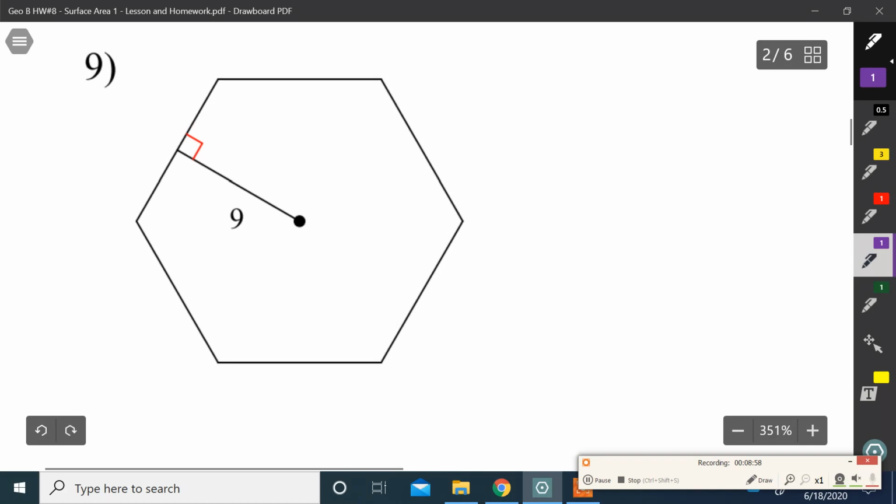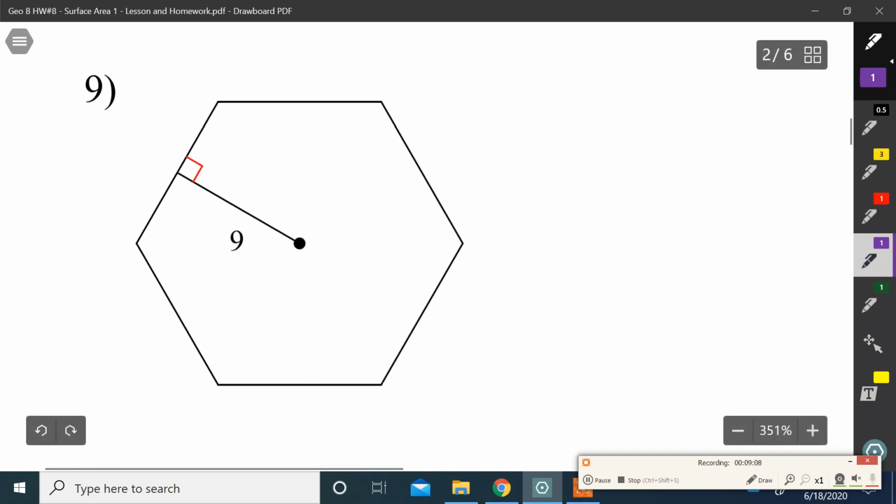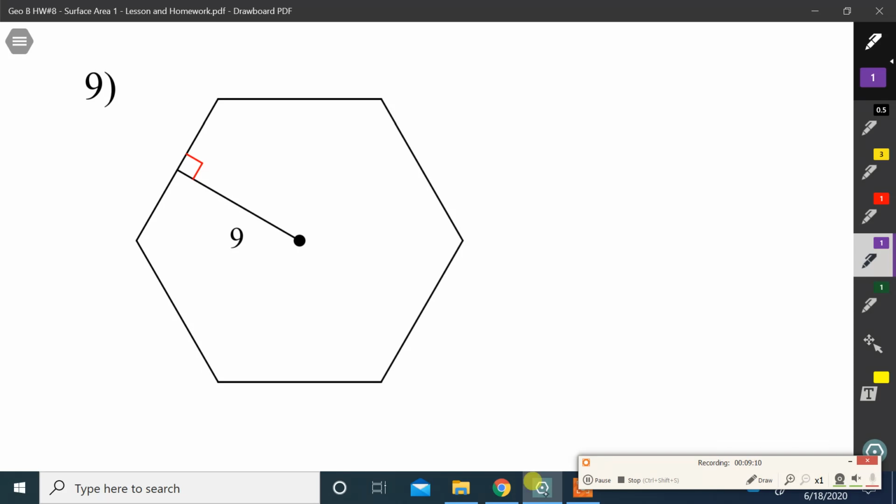Number 9. Okay, these are the ones that are more challenging. They're pretty difficult, actually, I believe. They're pretty challenging because we have to use the idea of special right triangles. If you don't know what a special right triangle is, this is where this gets a lot more complicated.